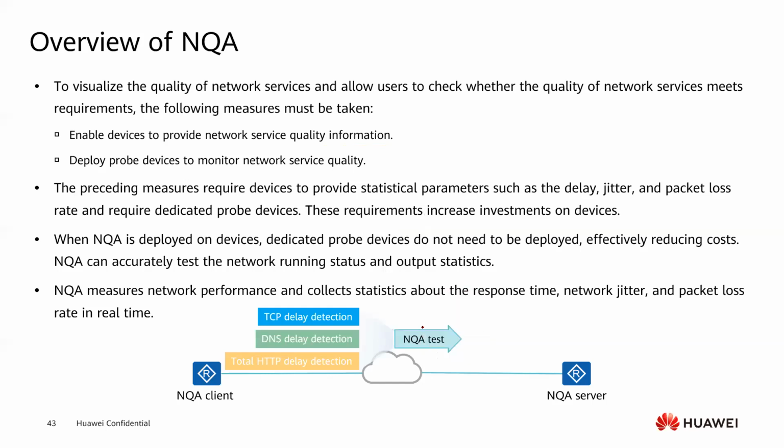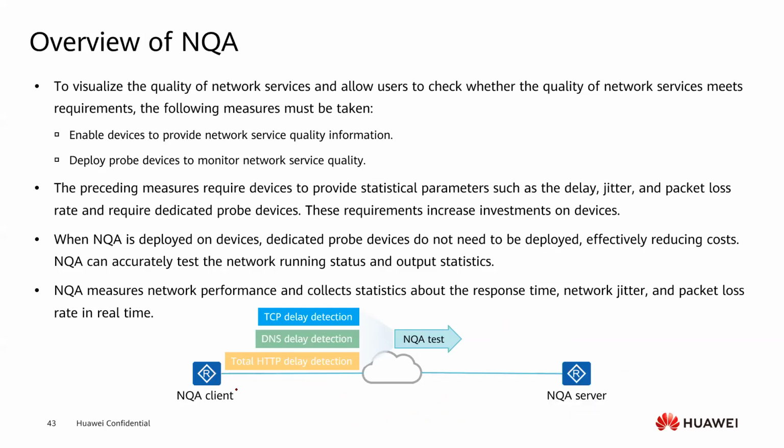For example, I want to detect this HTTP traffic. I want to detect whether this traffic can be forwarded in a good way or not, like whether it can be forwarded with low latency and a low packet loss rate. I want to detect how HTTP traffic is forwarded in this network. Okay, what does NQA do? NQA does it like this.